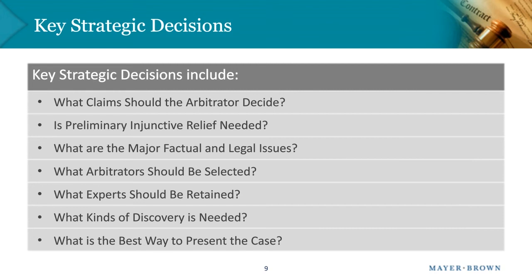The first key strategic decision: what claims do you want the arbitrator to decide? What preliminary injunctive relief, if any, will be needed? What are the major factual and legal issues in the dispute? What arbitrators should be selected? What kinds of experts should be retained? What kind of discovery is needed? And finally, what is the most effective way to present testimony at the arbitral hearing? So let's look now at the first of these key strategic decisions.